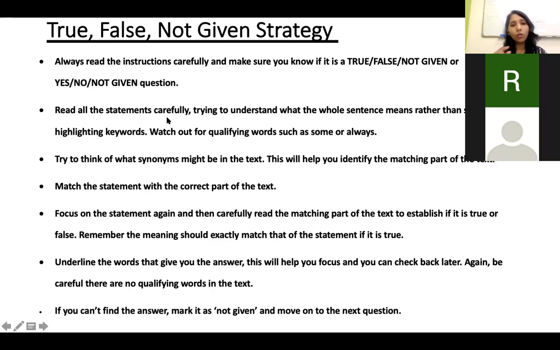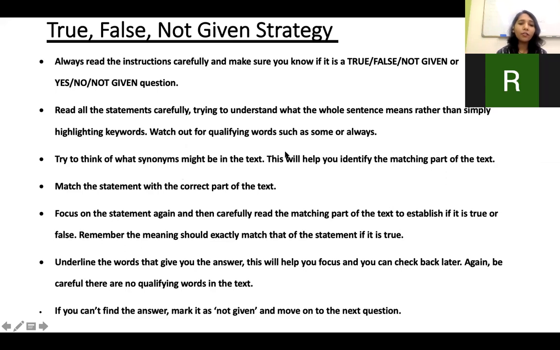First thing is to read all the statements carefully. Try to understand what the entire sentence means rather than just focusing on the keywords. So read your question statement and then locate your keywords, which give you the key idea. Look for qualifying words such as some, always, most, and those kind of qualifying words. They're quite important. Then try to think of what the synonyms might be when related to the text. This will help you to identify the matching part of it.